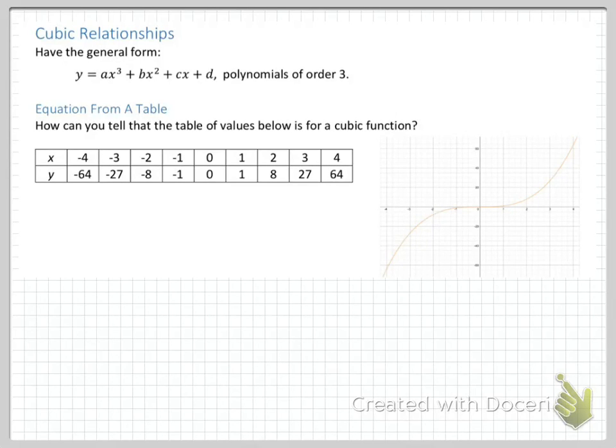We're following the handout on cubic relationships. These have the general form as written. They are polynomials of order 3. The highest power of x is 3.